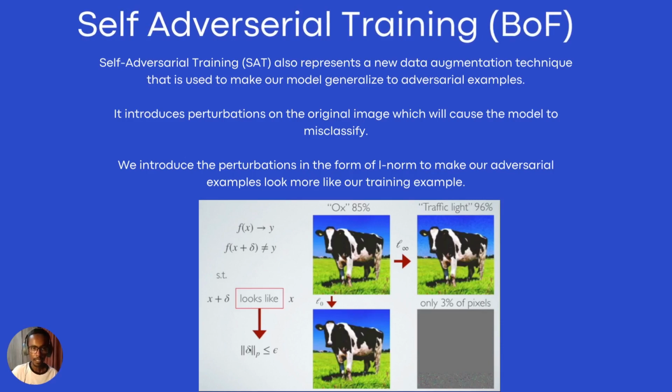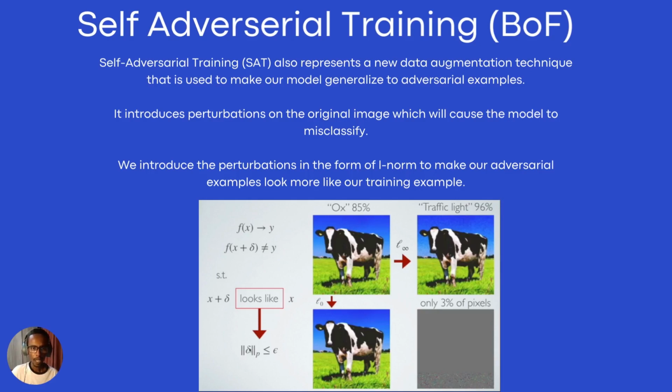The second technique that they use is known as self-adversarial training, and it falls under the Bag of Freebies again, since it doesn't change the architecture. We're just modifying the input image so that our model can adjust to other training examples that it hasn't seen before. Self-adversarial training, SAT, also represents a new data augmentation technique that is used to make our model generalize to adversarial examples. So what are these adversarial examples?